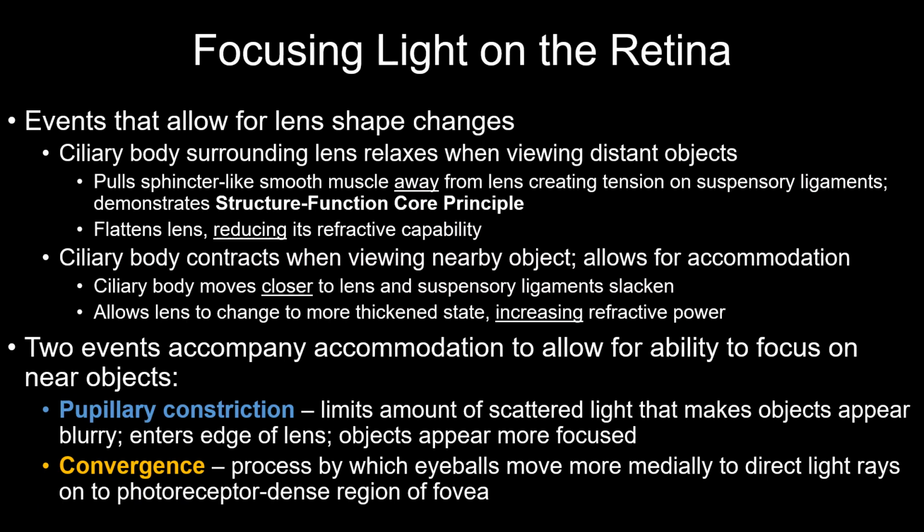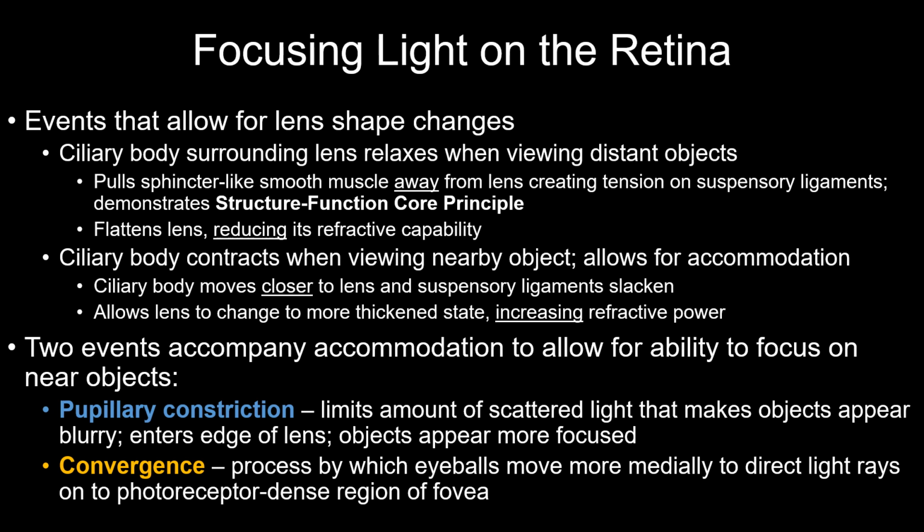So how does the lens actually change its shape? Well, the answer lies in those sphincter-like smooth muscles found in the ciliary body. When you're looking at distant objects in that emmetropic state, the smooth muscle of the ciliary body relaxes. This moves the ciliary body away from the lens and tightens the suspensory ligaments, flattening the lens, reducing refraction.